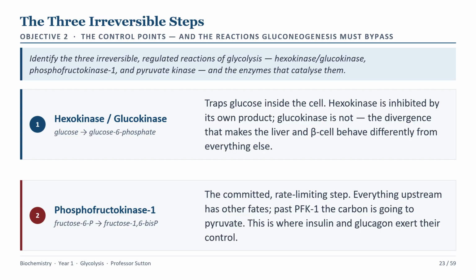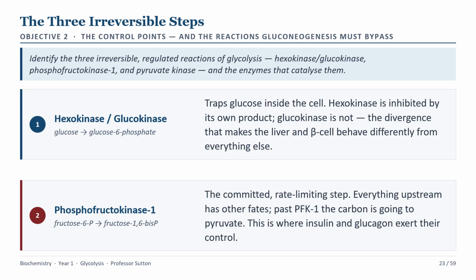Now we deal with the irreversible steps. 4 bypass enzymes. The mismatch is between PEP carboxykinase, which needs pyruvate carboxylase to get there. You're going to be asked about that. 3 irreversible reactions, 3 control points. Learn these 3 and their regulators.